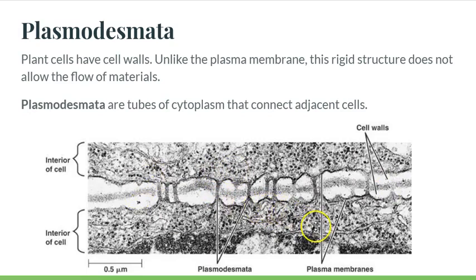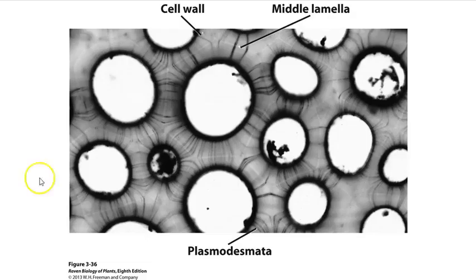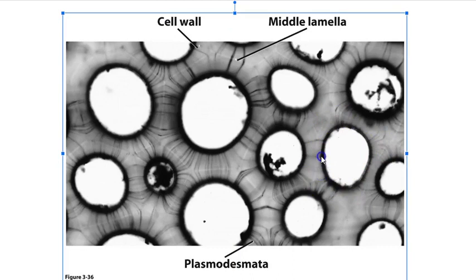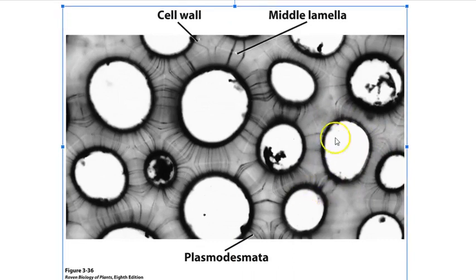So plasmodesmata, it's its own plural, I don't have to put an S on it, are channels of cytoplasm that connect adjacent cells. And you can see this with this micrograph of cells here. We have the contents of where the cell would be. These are empty though. We have these really thick secondary walls. And then those secondary walls have channels running through them. So these are the plasmodesmata.